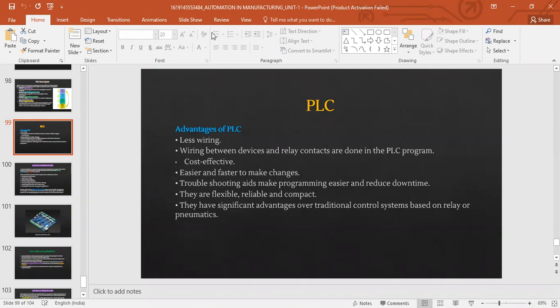Significant advantages over traditional control systems based on relay or pneumatics.